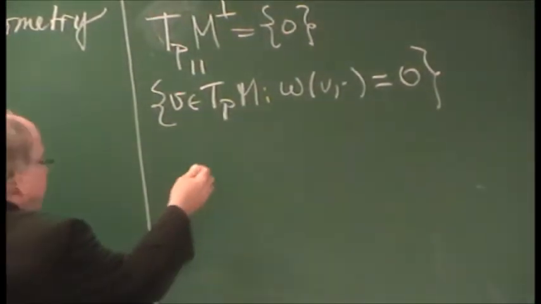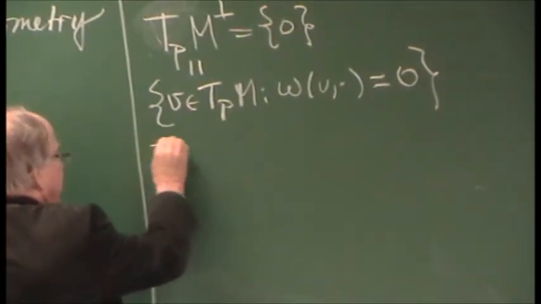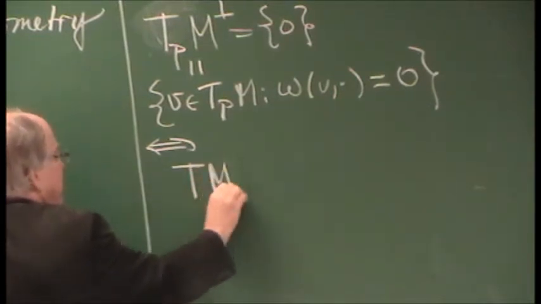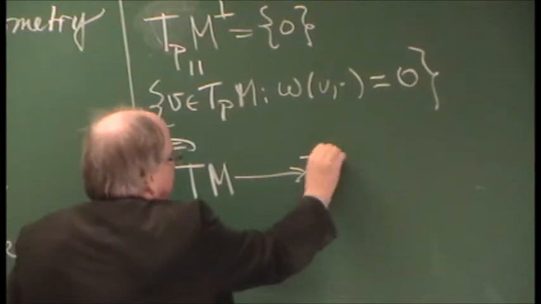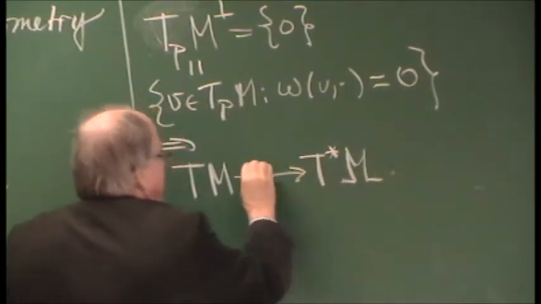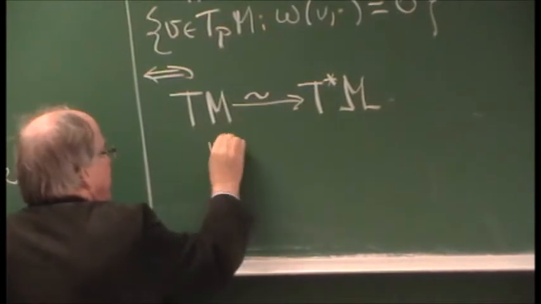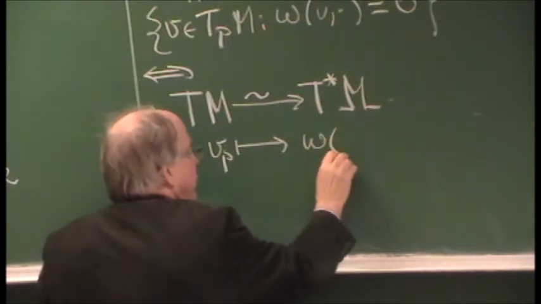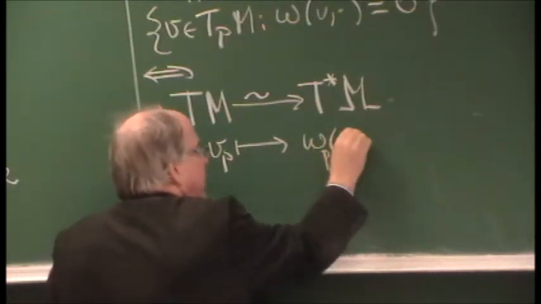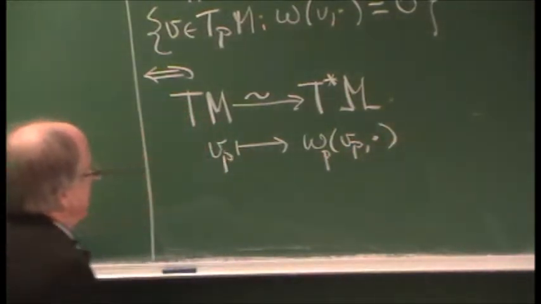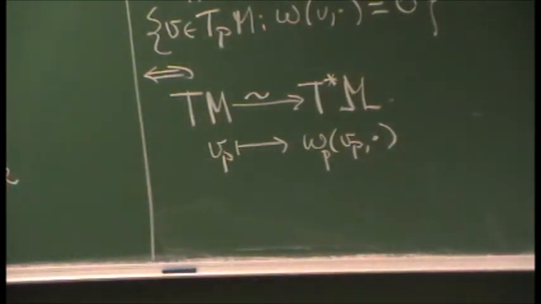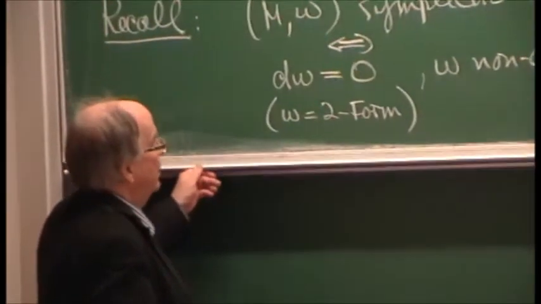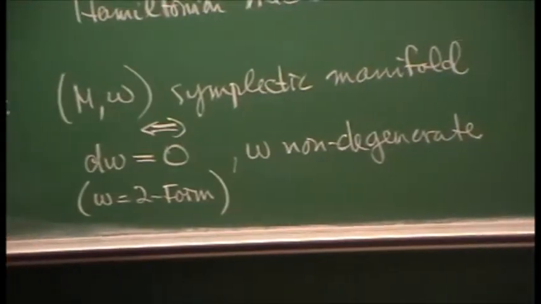And another way of saying that, and I think maybe it's even better, is that it's equivalent to saying that omega defines an isomorphism between the cotangent bundle and the tangent bundle. And the isomorphism is you take a tangent vector at a point P and you map it to the cotangent, well, let's say omega at P, cotangent vector. An isomorphism. So a non-degenerate 2 form which is closed. It sounds harmless, but is actually a very big condition.